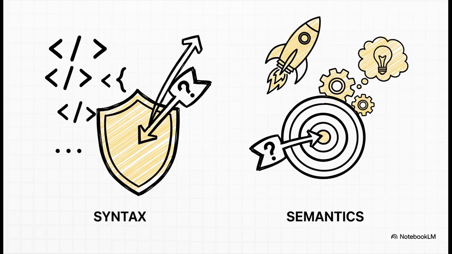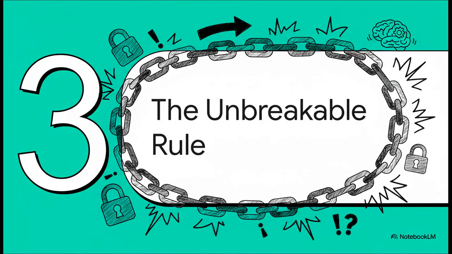Rice's theorem doesn't care about the syntax. We actually have lots of tools that can check for syntax errors pretty easily. No, this theorem is aimed squarely at the behavior, the semantics. And that, my friends, is a much, much harder target to hit. So, with that difference in mind, the code versus what it does, we are now ready to look at the unbreakable rule that solves our mystery once and for all.